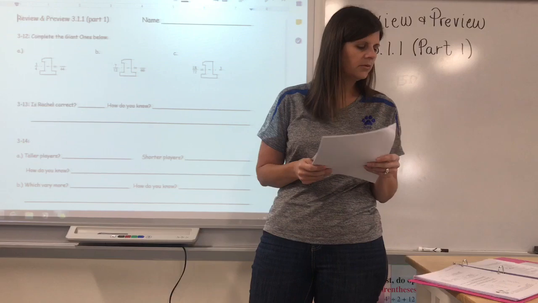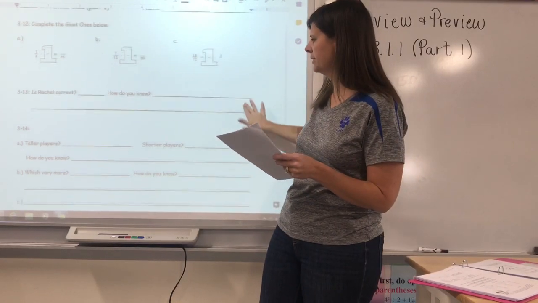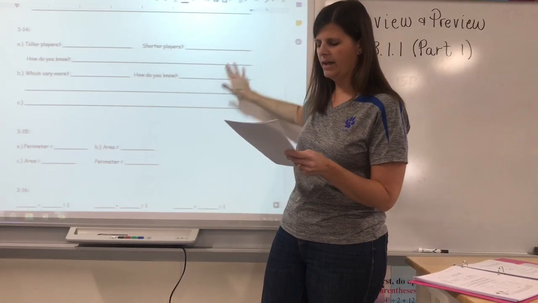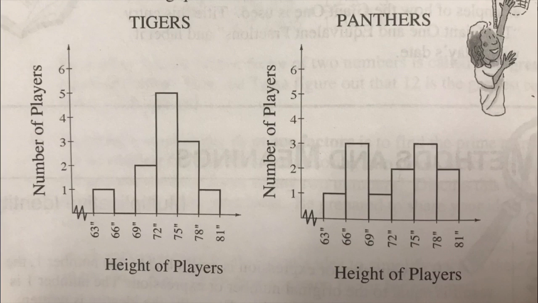For question 14, there are two histograms that you're going to see in your ebook, and they are showing you heights of players on two different basketball teams, the Tigers and the Panthers. The histograms are set up the same way, they have the same bin width, but obviously you can tell by the heights of those bars there are different information there.